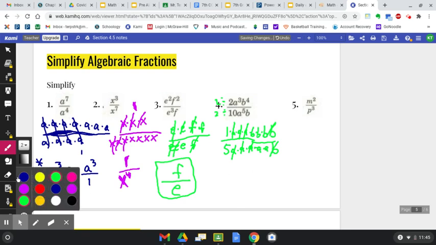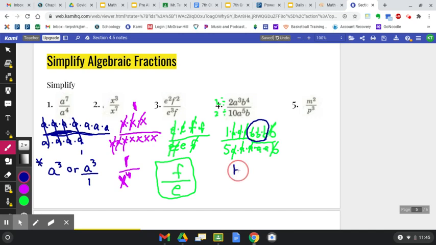So now I have to figure out what's left over. So on top I have 1 times b to the third. Now I could write that 1 here if I wanted to, but remember, a coefficient of 1 doesn't need to be written. And then I have on the bottom 5, and then there's 2 a's left over, so a squared. And then example 5 here, right? m squared p to the third. There are no like terms on top and bottom, so that is simplified.